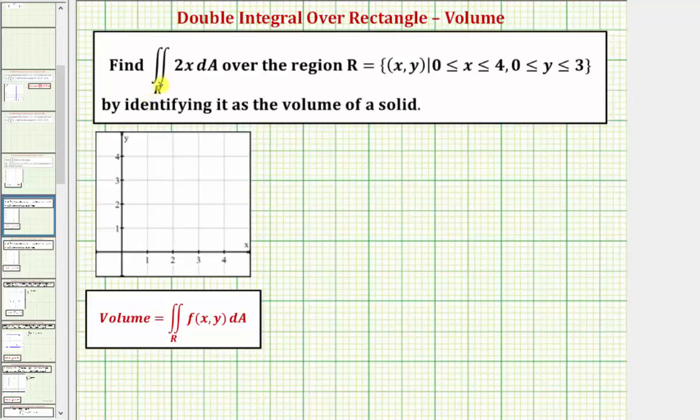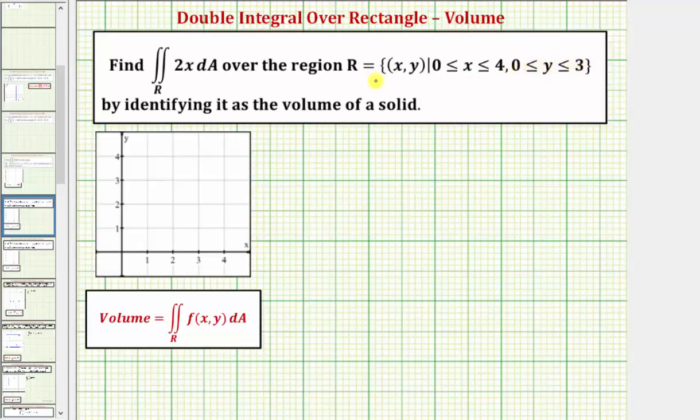We want to evaluate the double integral over the region R defined here by identifying it as the volume of a solid. Notice how the region of integration R is a rectangular region defined where x is over the closed interval from 0 to 4 and y is over the closed interval from 0 to 3.